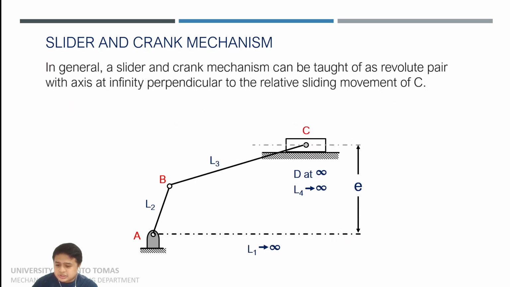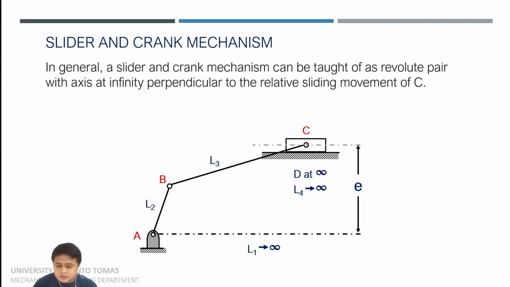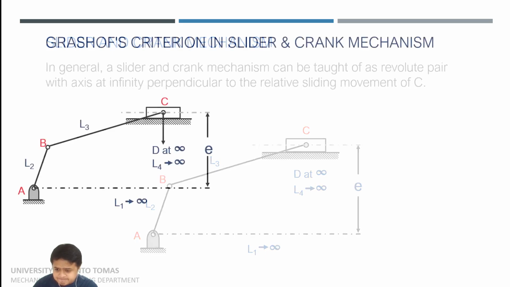So another definition that we should take note of is the offset. The offset is the E here, which is this height from point A to point C, technically defined as the difference between L1 and L4, which are our frame and our rocker, as we've defined earlier. So L1 here is the frame, L4 here is the rocker, or this CD. The difference between these two is called this offset E, which is also the perpendicular height from A to C.